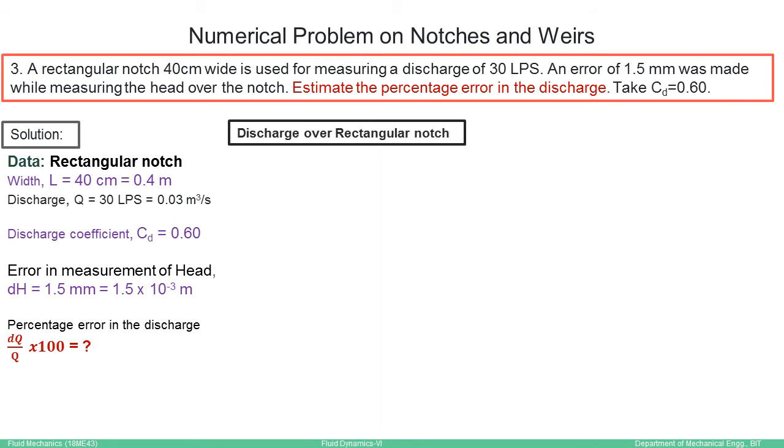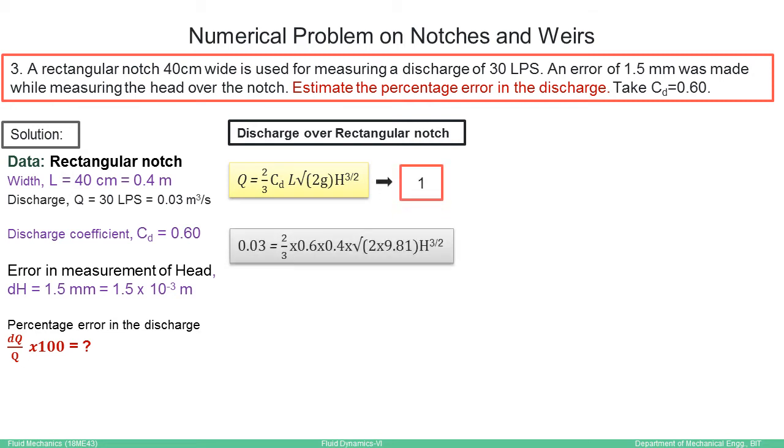Now we have the equation for discharge over rectangular notch. Q is equal to 2 by 3 CD into L root of 2g into h power 3 by 2. We call this equation 1, and from it we can find out the value of h. The same procedure is adopted as in the previous problem.